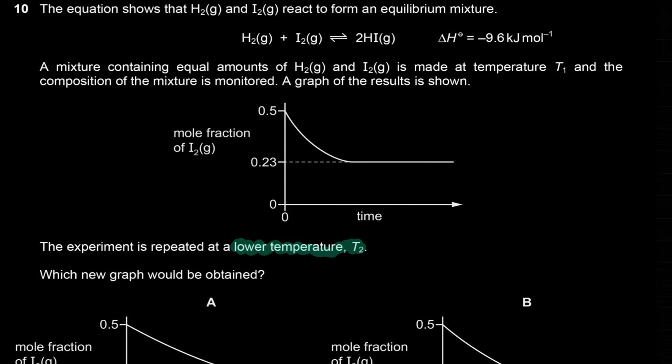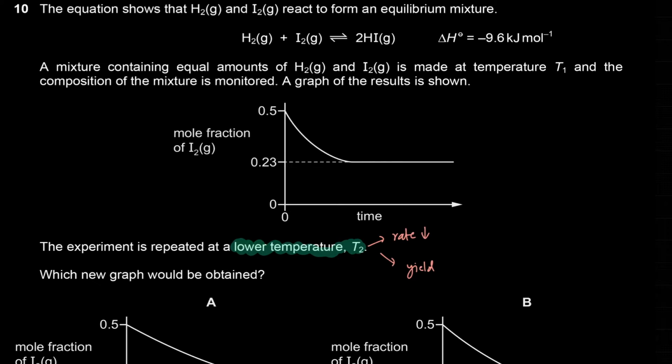So now the question is, when we talk about the lower temperature, we want to talk about the rate and we want to talk about the yield, right? What happens to the rate of the reaction at a lower temperature? Does iodine decrease faster or slower? The rate will obviously decrease, because we have a lower temperature, lower average kinetic energy. So that means the iodine will decrease slower. It'll be a shallower decrease like this.